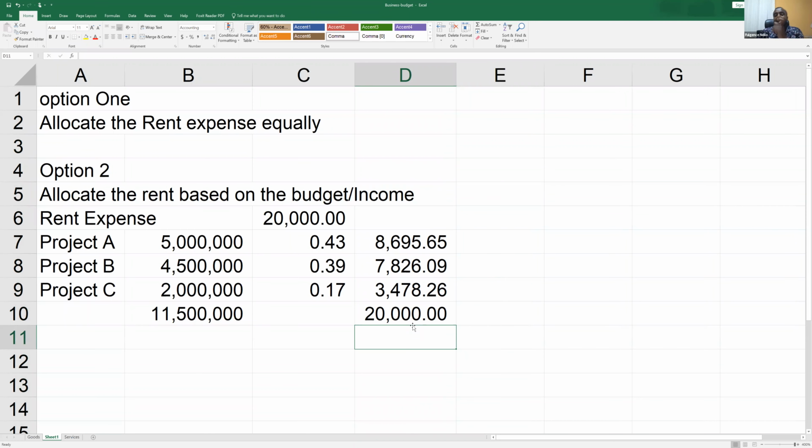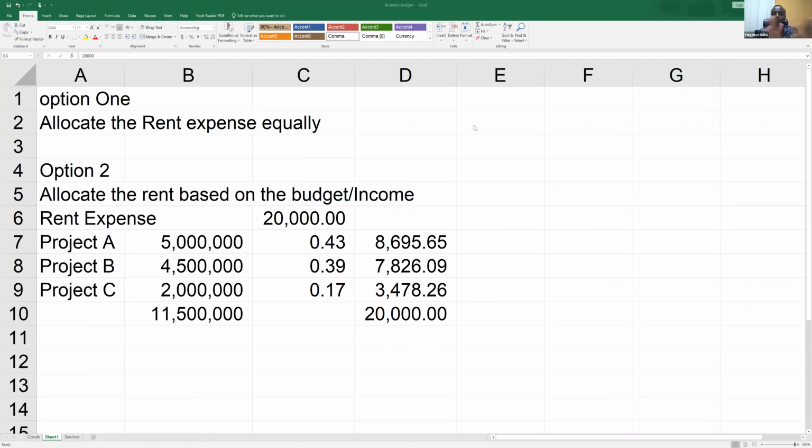Depending on the income of the project, because if you can't allocate it equally amongst the projects, you can use the ratio, the income generated from that project, to be able to distribute this rent. I think that is very clear. Is that clear? So basically this is how you can go about it.